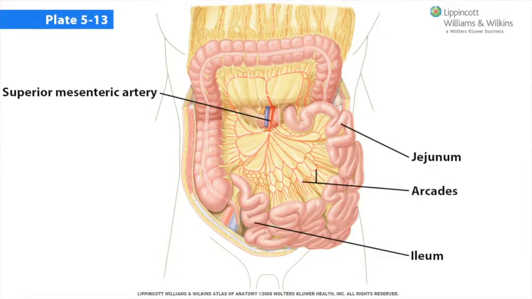The ileum has more layers of arcades than the jejunum, but the arteries to the jejunum are wider, and the jejunum is said to be more vascularized than the ileum. Extending from the arcades are vasa recta, arterial branches traveling straight to the small intestine. The vasa recta of the ileum are shorter than those of the jejunum.